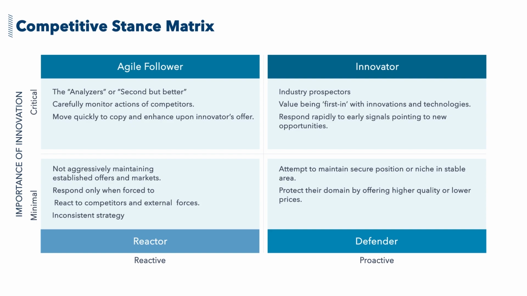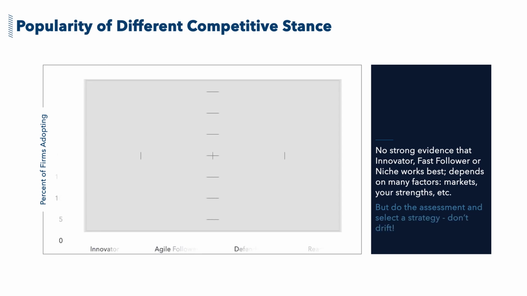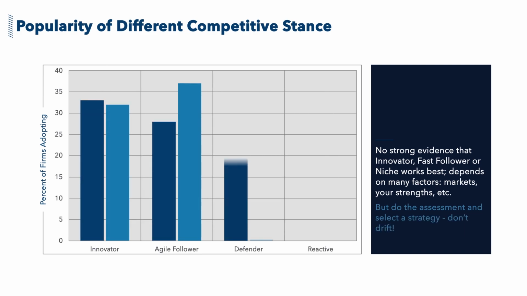Those falling into this strategy are not aggressively maintaining established offers and markets. They respond to competitive offerings only when they are forced to by competitors or external forces. In the end, it is an inconsistent strategy. Except for the reactive strategy, there is no strong evidence that innovator, fast follower, or niche works best.